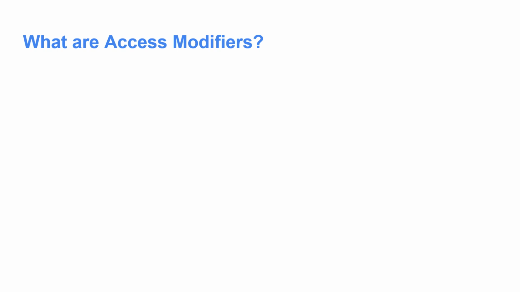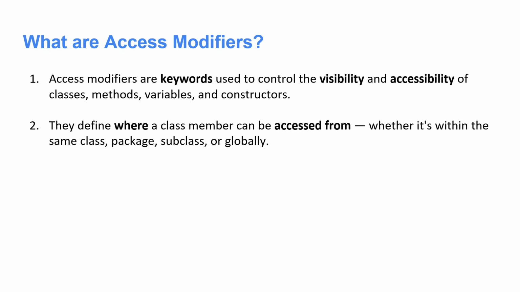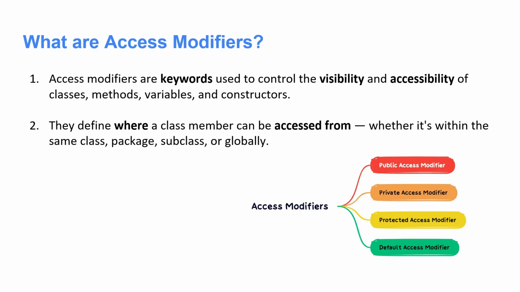Next up, access modifiers. These are like gatekeepers in your code. They help you control who can see or use a class, method, or variable in your program. Java has 4 main types of access modifiers: public, protected, default, no modifier, and private. Public means it can be accessed from anywhere. Private keeps it locked within the class. Protected gives access to subclasses and classes in the same package. And if you don't specify anything, that's called default access, which restricts access to the same package only. Using access modifiers correctly is key to writing clean, maintainable, and secure Java code.